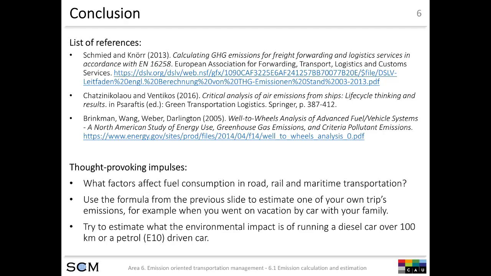You could also try to estimate what the environmental impact is of running a diesel car over 100 kilometers or a petrol-driven car that uses petrol E10 for doing the same kind of trip.